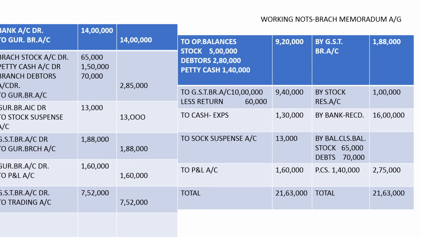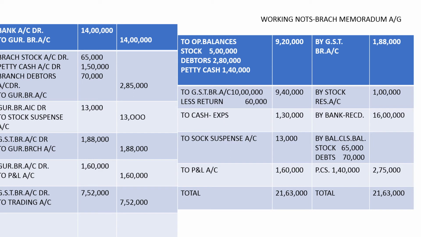Then for closing, branch stock account debit 65,000, petty cash account debit 1,50,000, branch debtors account debit 70,000, to Gurgaon branch account 2,85,000. Closing balances at branch are 2,85,000. Since stock at branch is at invoice price, so for loading 65,000 into 1 by 5, it comes to 13,000. Gurgaon branch account debit to stock suspense account 13,000. Then the amount of 1,88,000, Gurgaon goods sent to branch account debit to Gurgaon branch account. That is the loading 1,88,000 we have done.